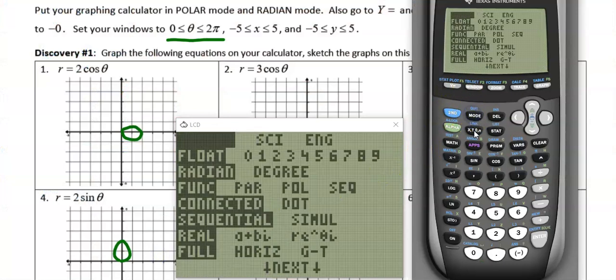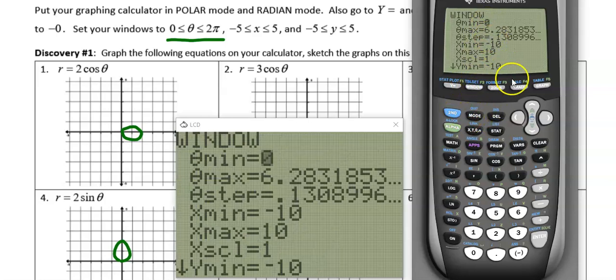First, you're going to go to mode, and make sure your calculator is in radian, and then go down to function and put it in polar. So radian, polar. For this whole unit, we're going to be in polar. The next thing you're going to do is go to your window, and the first 3 are already defaulted: the 0, the 2 pi, and the 0.13. So we're all good with those.